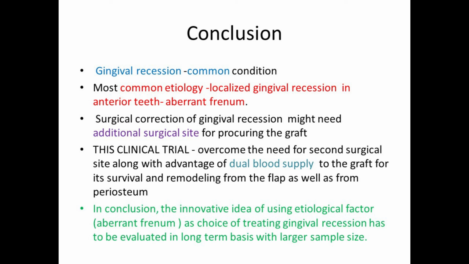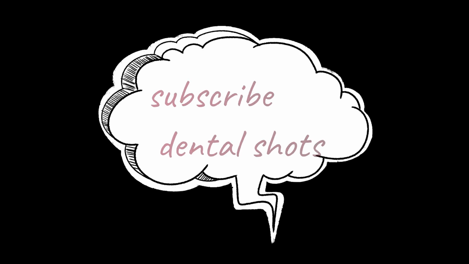But in this case report, I have procured the graft from the frenal tissue, which overcame the need of the secondary surgical site, along with the advantage of dual blood supply to the graft for the survival and remodeling from the flap as well as from the periosteum. So to conclude, it's an innovative technique using an etiological factor, which is an aberrant frenum, as a choice of treating the gingival recession, and it has to be evaluated on a long-term basis with a larger sample size. I hope you would have enjoyed this case report wherein we were turning the etiological factor, that is the aberrant frenum, for the treatment success by using the frenal tissue as a graft.